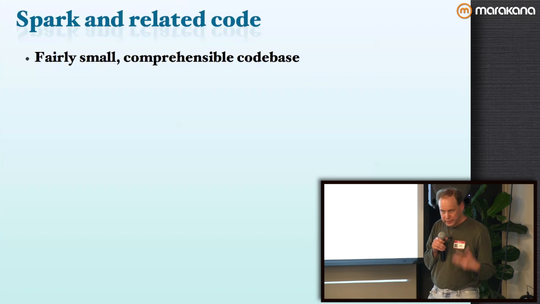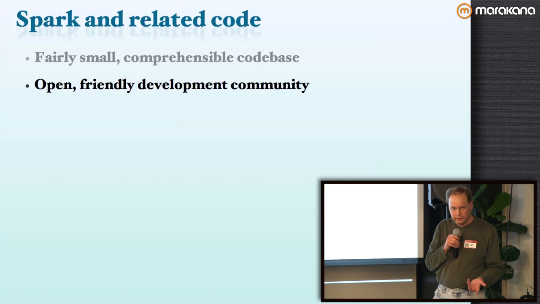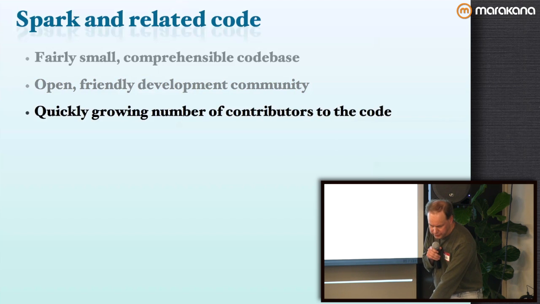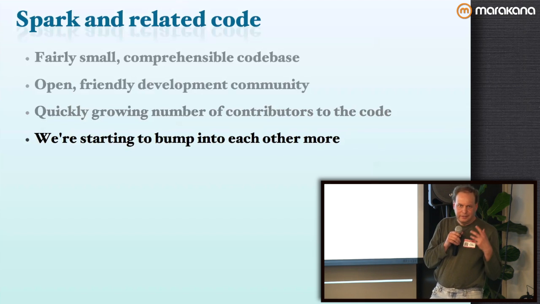So Spark and related code, things like Shark and Spark Streaming and Tachyon, like I've said before, it's actually a surprisingly small code base. So that means it's pretty easy to understand and comprehend it, and the development community around it is pretty open and friendly. So it's pretty easy to get started using it. And there actually are a quickly growing number of contributors to the code base. But the smallness of the code is actually a problem for us as well, because everybody's crammed into this one small piece of code. And so we're starting to bump into each other more and more.